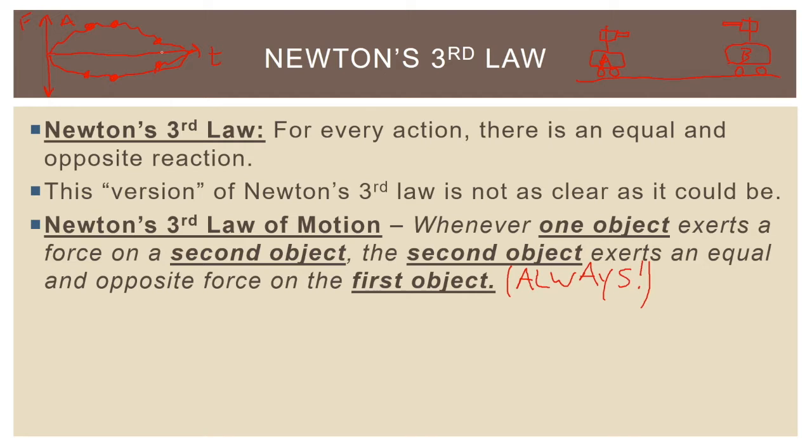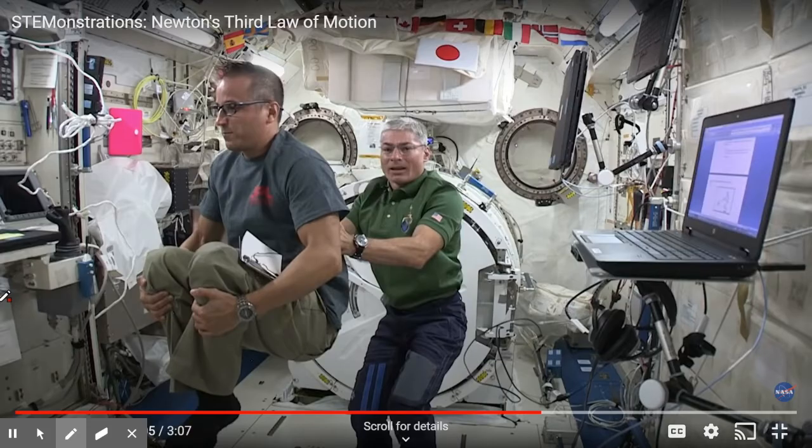Now, unfortunately, because you are not able to actually witness it in front of your eyes in the classroom, we could at least look at a good example in a real world context. In this video, there are two astronauts aboard the International Space Station, and what they are demonstrating is how Newton's third law of motion works.